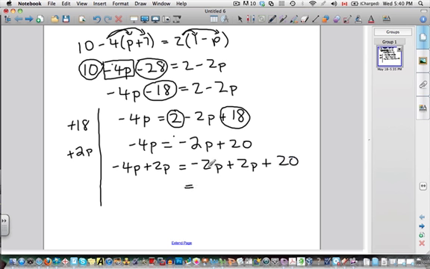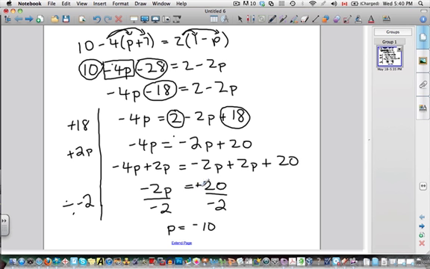Look at the right side. Negative 2p plus 2p is 0. So now I have 20. On the left side, negative 4 plus 2 is negative 2, so I have negative 2p. Once I have all of my variables and coefficients on one side, my constants on the other, the last step, divide by my coefficient. Here it's negative 2. So my answer is p equals negative 10.